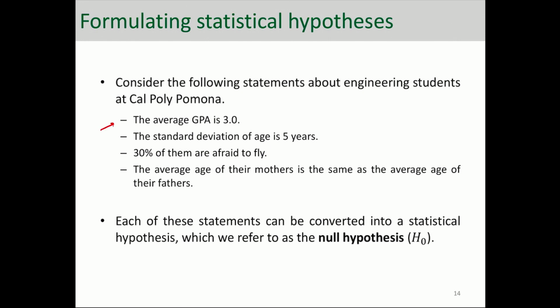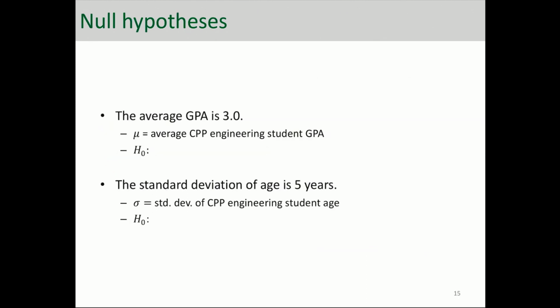And each one of these statements will be our null hypothesis, and we show that with H naught. So these are all null hypotheses, basically our assumption that, let's see if they're true or not. When we say the average GPA is 3.0, first of all, we're referring to the average of this population. Average of any population, we show with mu. So what we're saying for H naught, our null hypothesis, is mu is equal to 3.0.